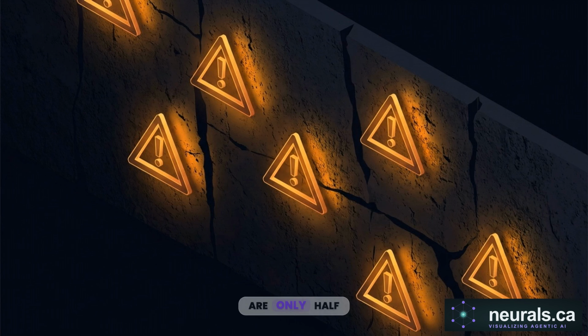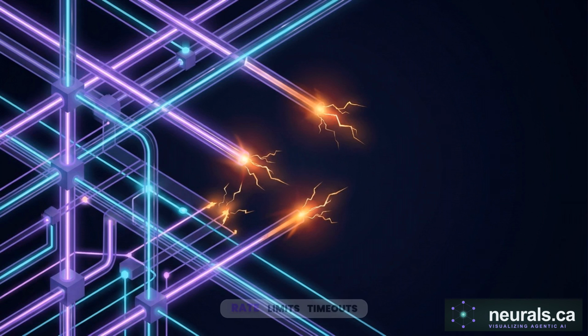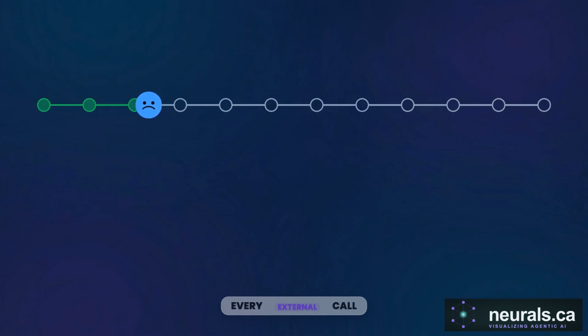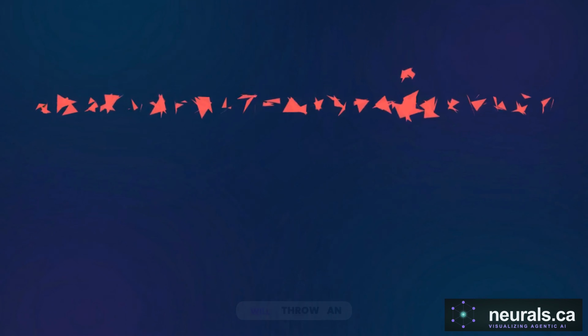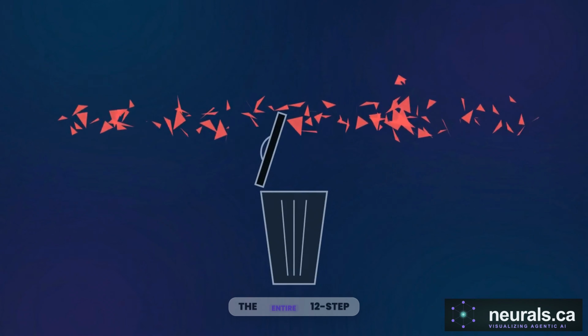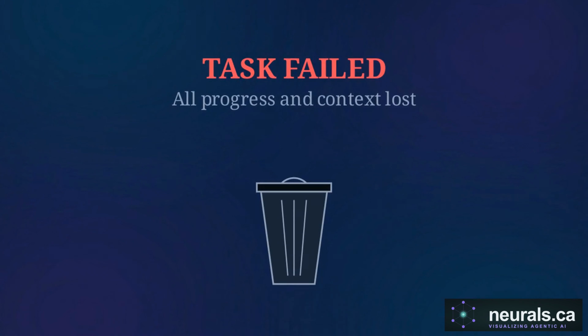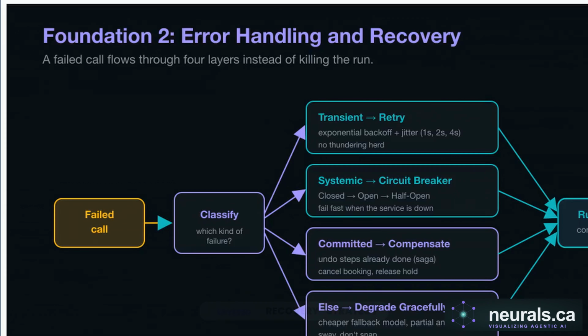Internal crashes are only half the threat. The second foundation, error handling and recovery, deals with the outside world, API rate limits, timeouts, and dead downstream services. If you assume the happy path and expect every external call to succeed, a single downstream timeout at step 9 will throw an exception and send the entire 12-step task into the trash. This flowchart breaks down a layered recovery strategy to absorb those failures.